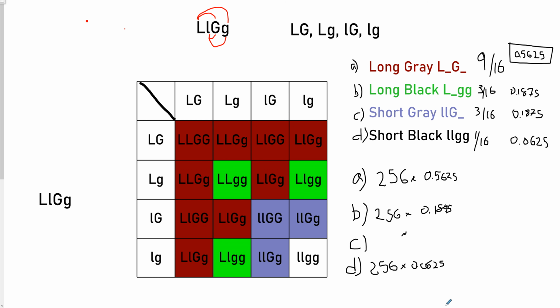So 256 times 0.5625 is 144 offspring. And then these guys will be 48. And then 256 times 0.0625 is 16. So 16 offspring we would expect to be short-winged with the black body.